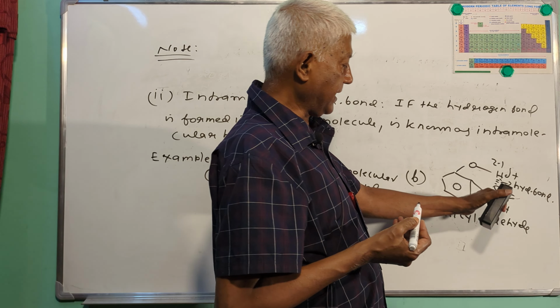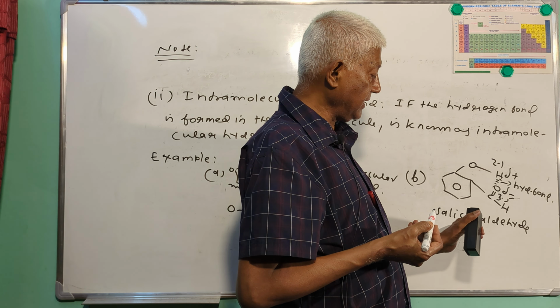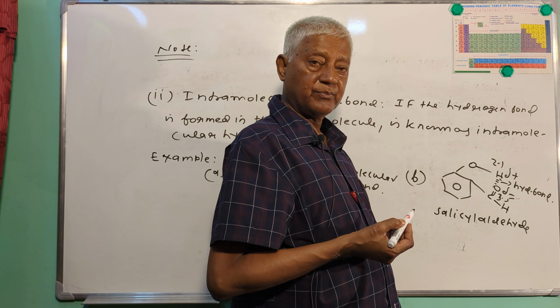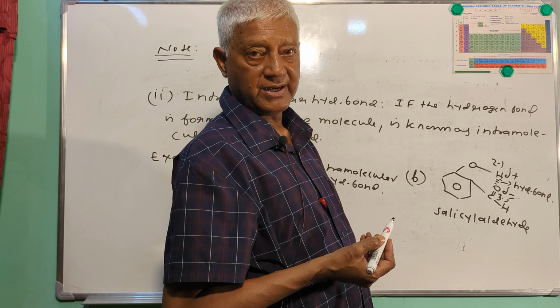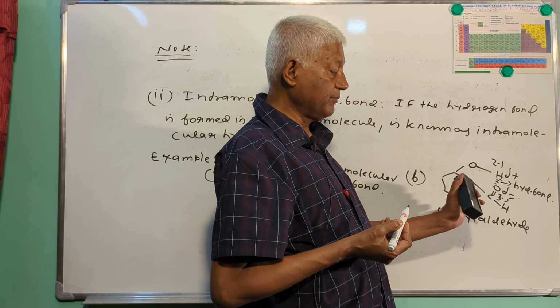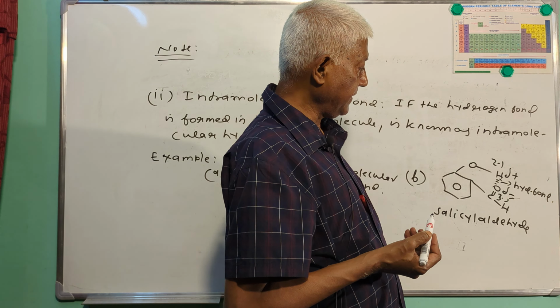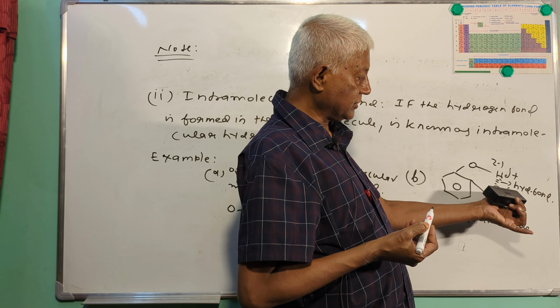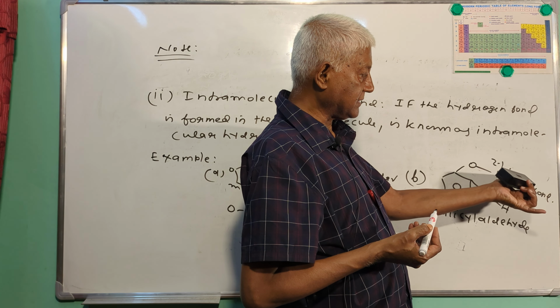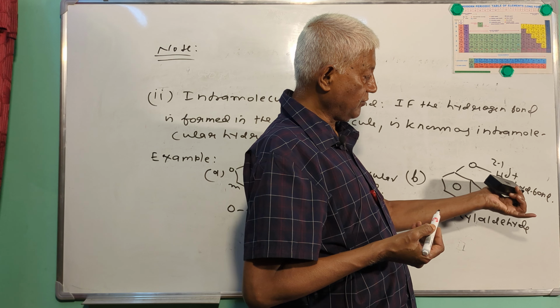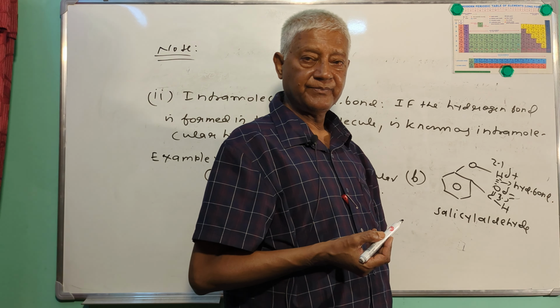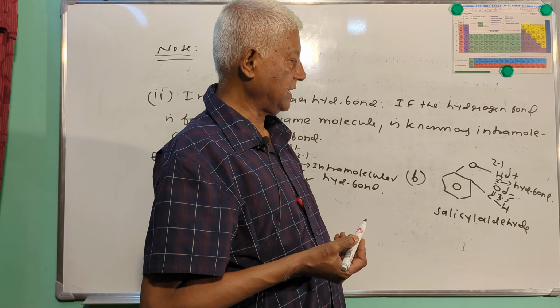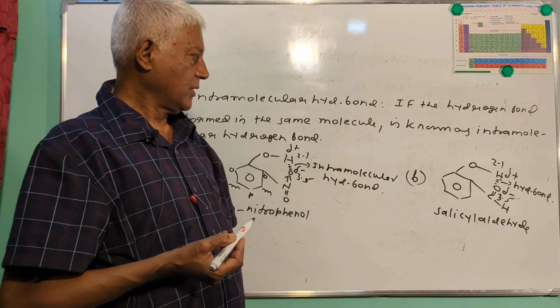In this case, again, salicylaldehyde is a very important organic compound from which we can prepare aspirin tablet, you know. So that's a very important compound in organic chemistry. So what you see again, oxygen has slightly negative, hydrogen has slightly positive. So in between you get a very weak bond, and that weak bond is known as hydrogen bond.